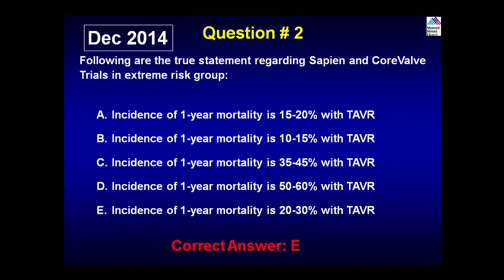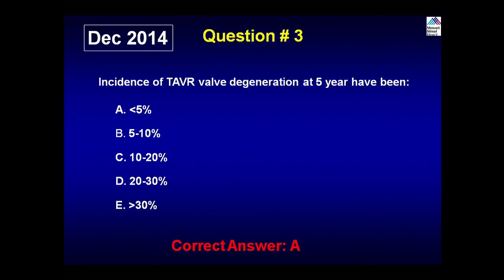Second question was regarding the SAPIEN and CoreValve trial in the extreme risk group, and that is the incidence of 1 year mortality is 20 to 30% with TAVR. So basically we found consistently that the TAVR group had a 20 to 30% mortality, as you know, 30% with the Edwards SAPIEN in PARTNER B, and 24% in the extreme risk CoreValve. Next. And then lastly, what is the incidence of degeneration of the valve at 5 years? The data from the John Webb group in JACC showed that it's about 3.4%. So valves are very durable.